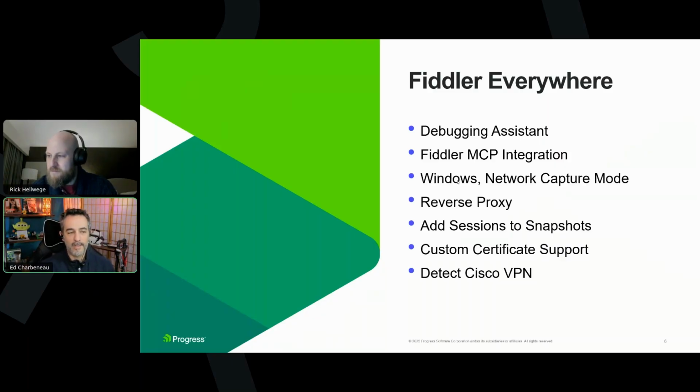And then there are additional features inside of the Fiddler UI that are going to help you with the Windows operating system, doing network capture. Reverse proxy is really accessible and easy to find now. Sessions and snapshots got a huge improvement. Custom certificate support, something that folks kept asking for, we addressed. And then automatic detection of the Cisco VPN.